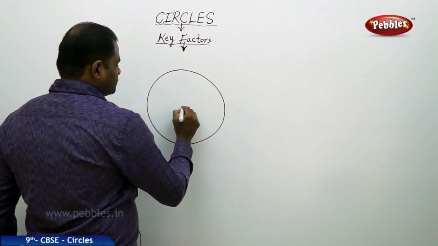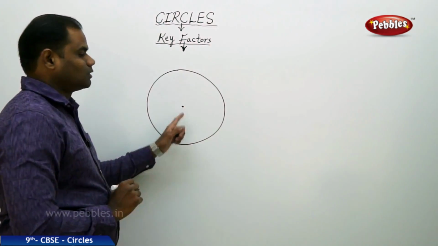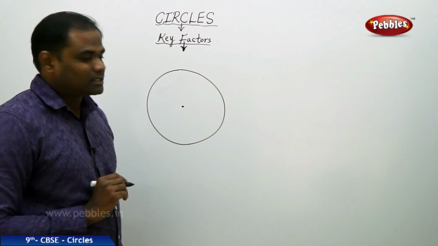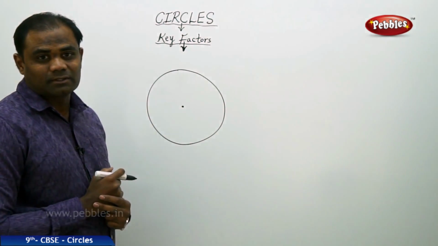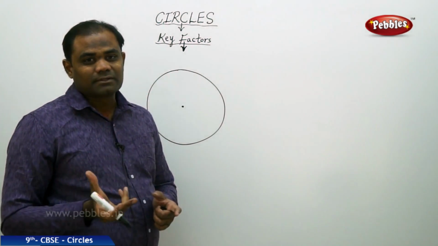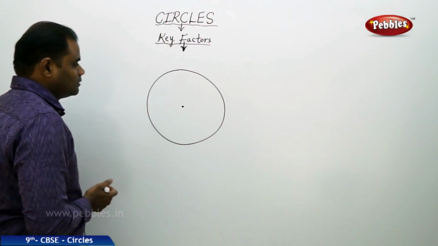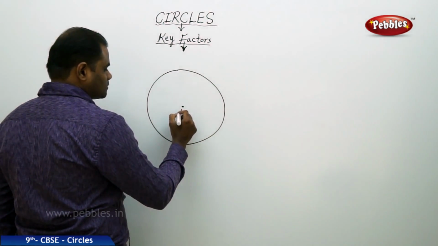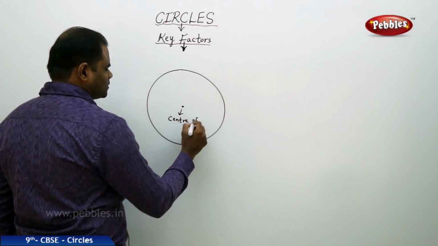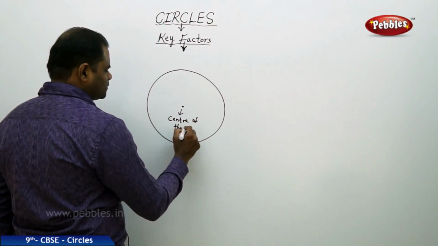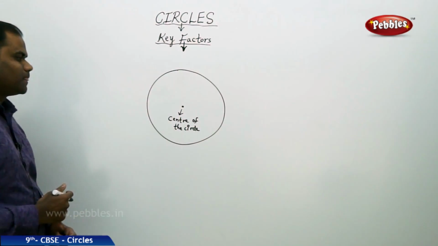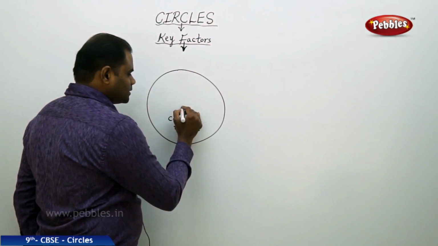So here is the circle which is obtained through the pointer of the compass. So this pointer makes me understand that this is the center of the circle. So the fixed point from where the circle is derived is called center of the circle. So this point is called the center of the circle.